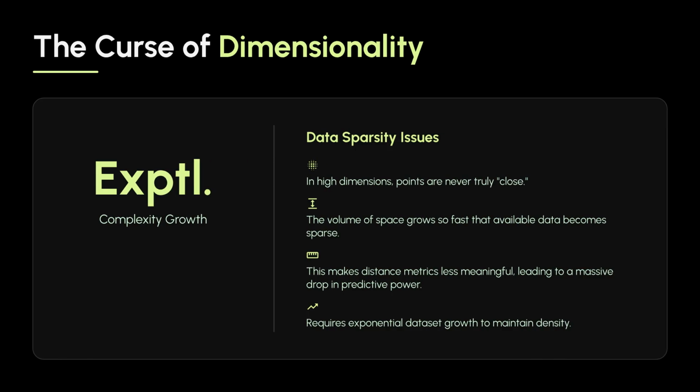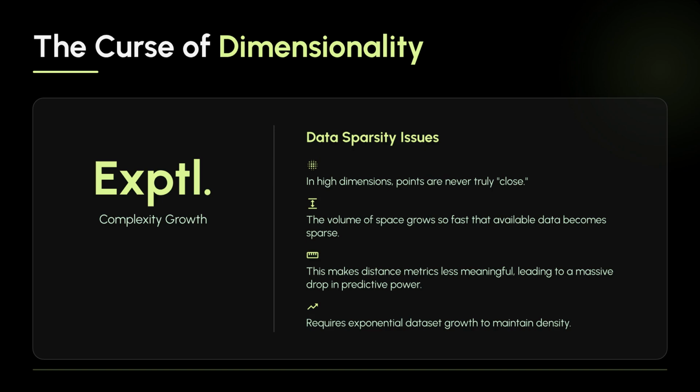A major challenge for KNN is the curse of dimensionality. In high-dimensional space, data becomes sparse, making distance metrics less meaningful. This requires exponential data growth to maintain density and predictive power.